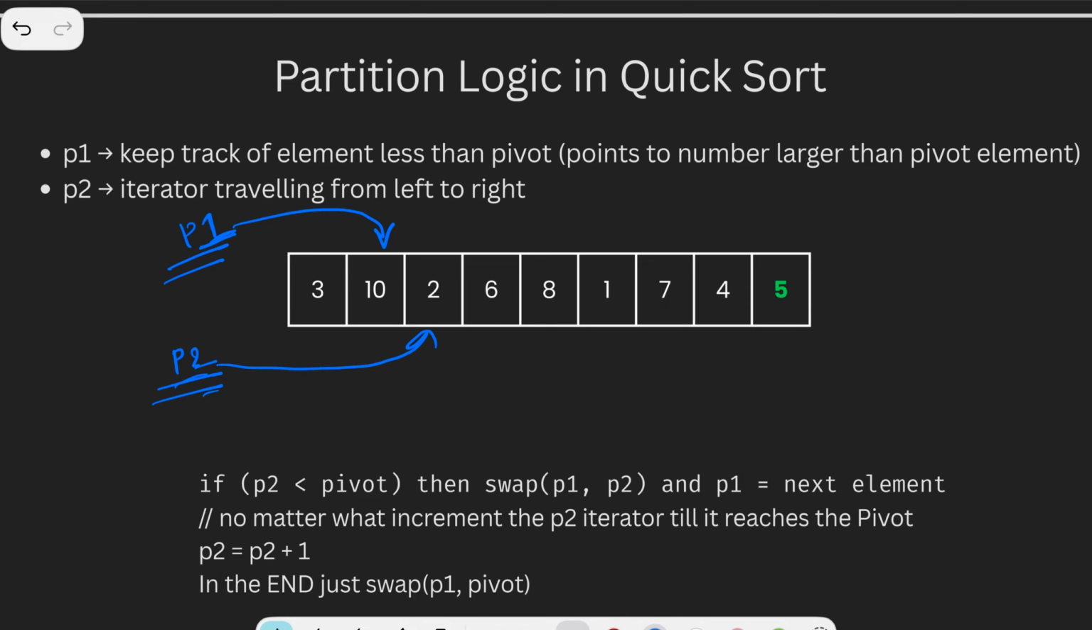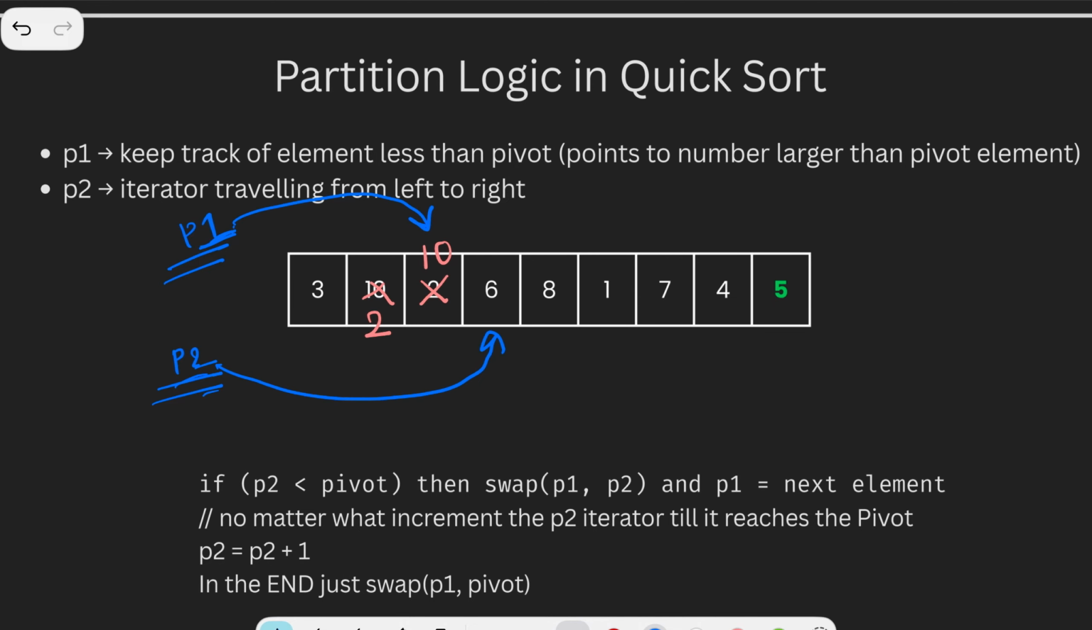Again, what we do, we check whether this element P2 is pointing to is less than our selected element or not. In this case, yes, it is less than our selected element. So what we do, we swap P1 with P2. See, P1 is pointing to the very first element which is greater than our pivot element, and P2 is pointing to something which is less than our selected element. So we need to swap and make sure that all the elements which are less than our selected element are in the left section of the array. Remove this 2 from here and remove this 10 from here. Here it will be 2 and here it will be 10. Now P1 will be pointing to the 10 and P2 will move further and point to 6.